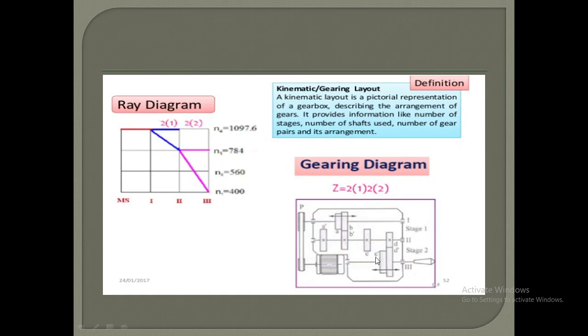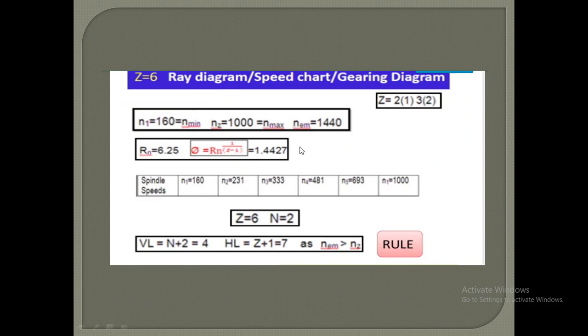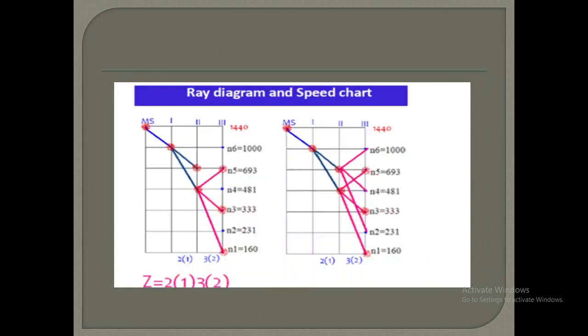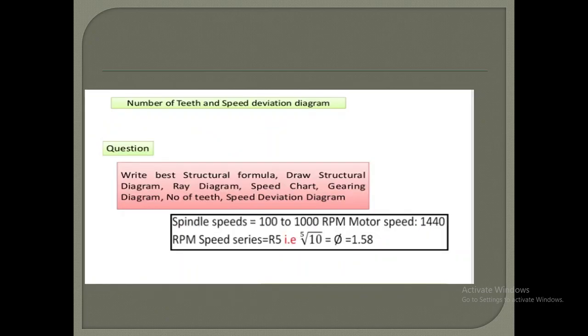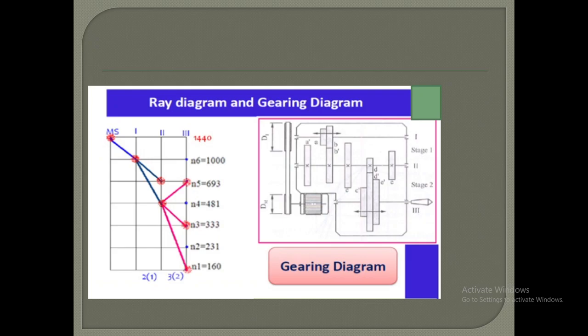You have to remember that at the last shaft, draw the minimum number of gears. Here again 2 pairs are there. That's why we will show this. You can draw 2 gears attached on shaft number 2, and show only one gear on the second shaft. This is also correct. Then in a similar way Z is equal to 6. For this, again the same thing is shown: the ray diagram, speed diagram, and also the gearing diagram. You should practice the ray diagram, gearing diagram, and speed diagram.